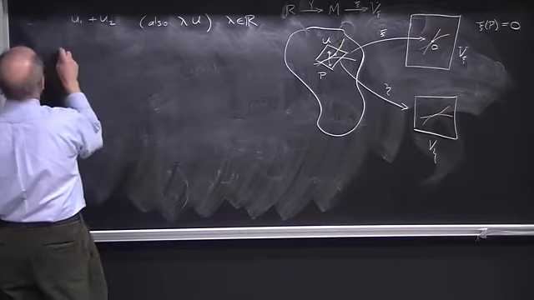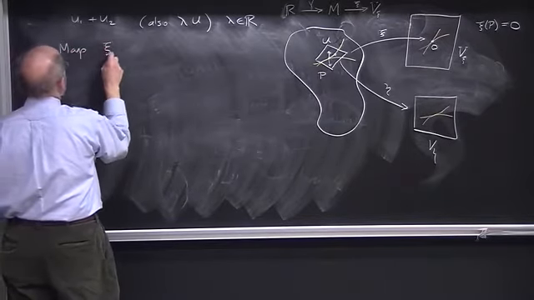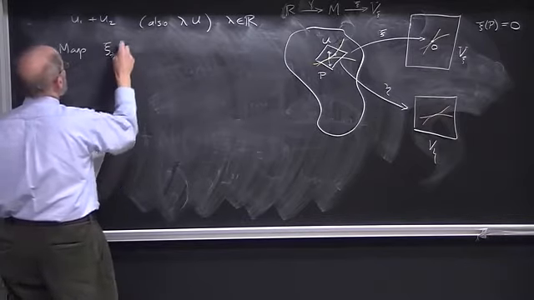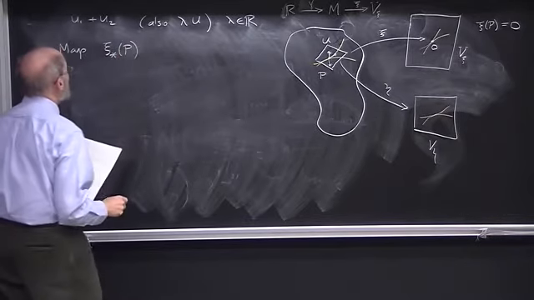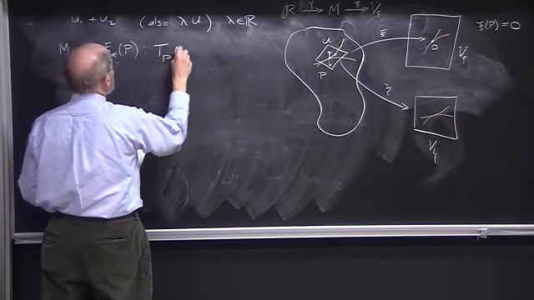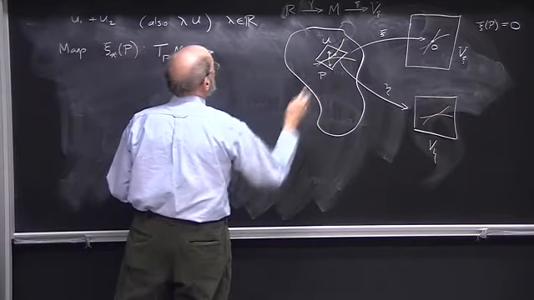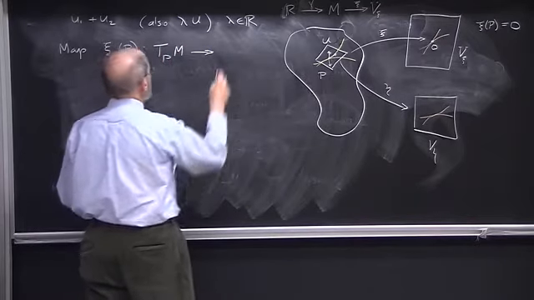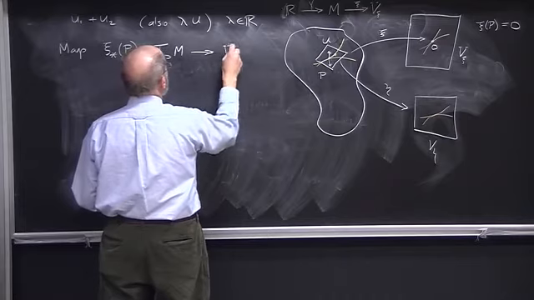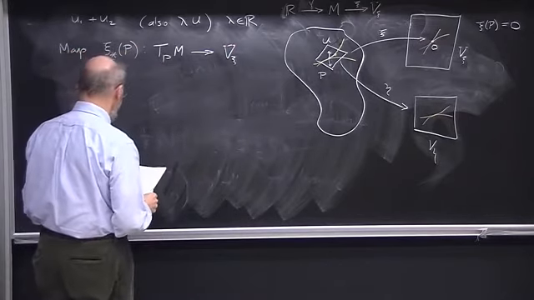So just to formalize that, I'll define a map C star, C sub-star as it's called, at the point P, which will map the tangent space at P to, that is, it will map vectors at the point P into vectors in the vector space.